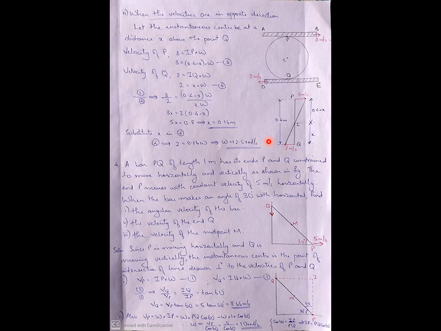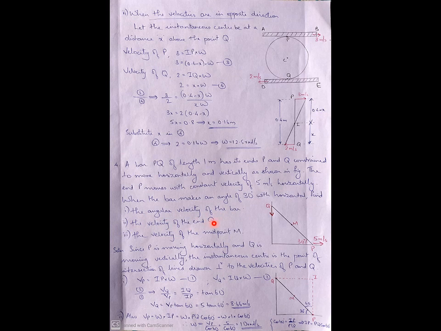Now let us see the next problem, which is related to bars kept on a wall at one end and the floor at the other end. So the question is, a bar PQ of length 1 meter has its ends P and Q constrained to move horizontally and vertically as shown in the figure. The end P moves with constant velocity of 5 meters per second horizontally. When the bar makes an angle of 30 degrees with horizontal, find the angular velocity of the bar.